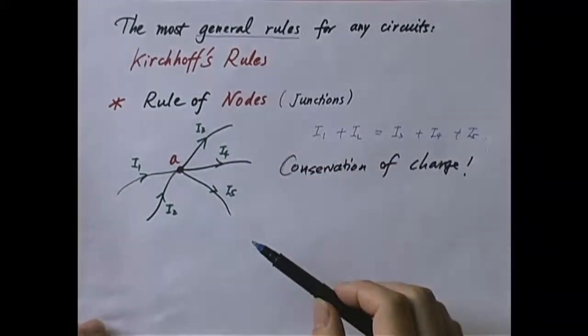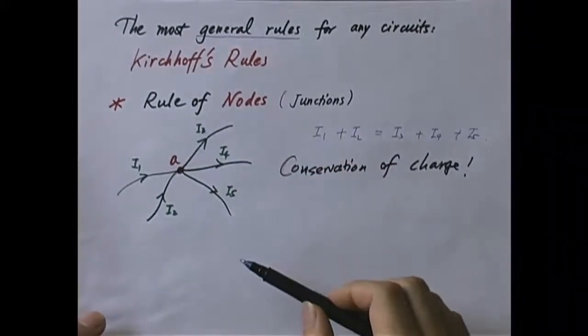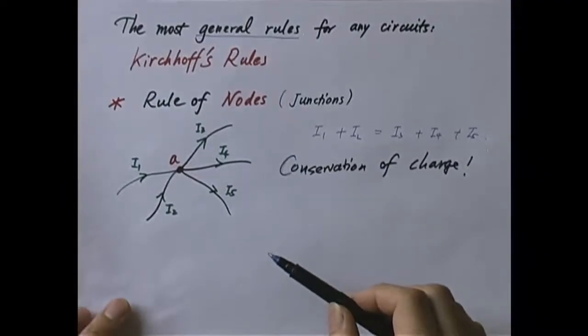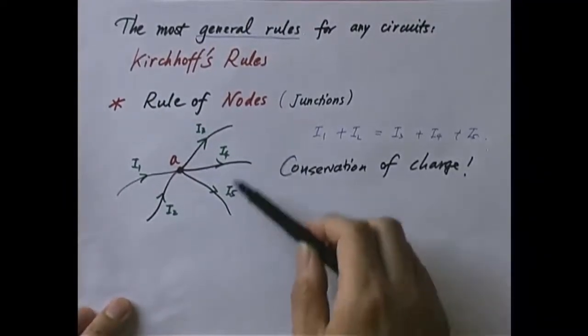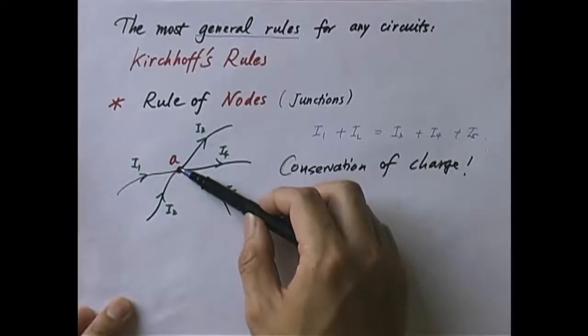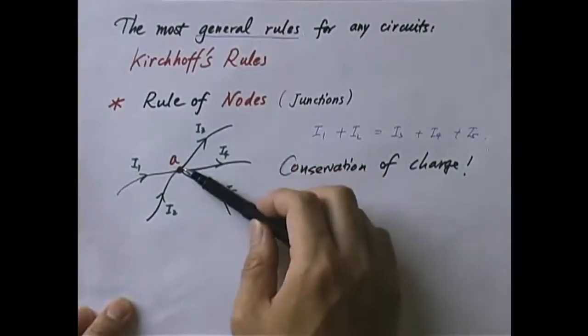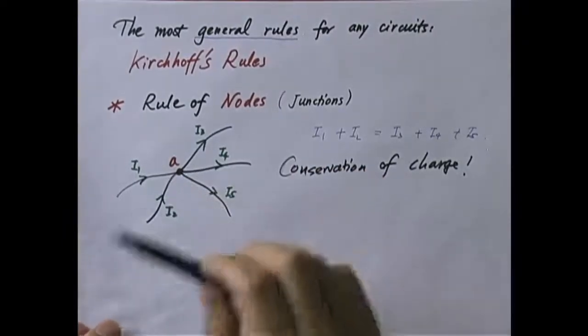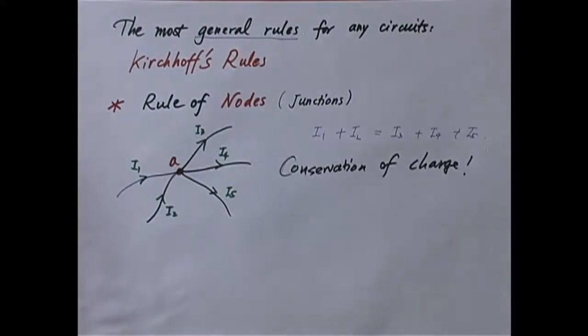But if it turns out I3 was negative, what does that mean? It means you made the wrong assumption. The current in this branch is not flowing out, rather it's actually flowing in. So as long as you're self-consistent, that's the key here. As long as you're self-consistent, you will be able to find the direction of all the currents in all branches. And what exactly do we mean by self-consistent? Well, when we look at examples, we'll see how that goes.